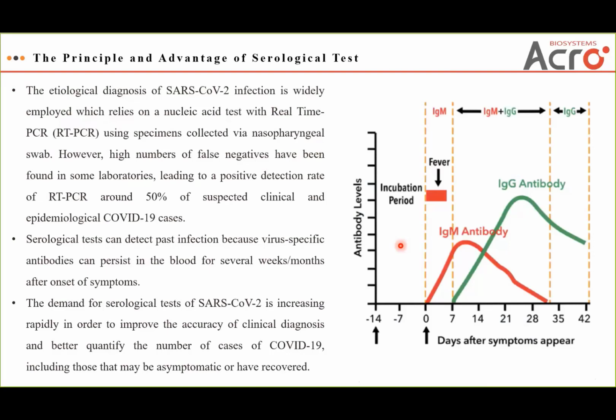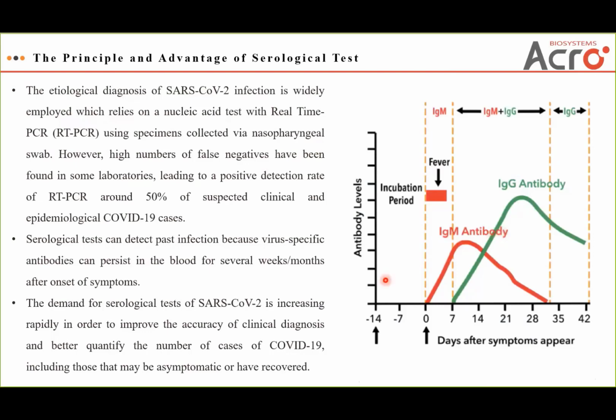Serological tests can be used to identify whether people have been exposed to a particular pathogen by looking for the presence of antibodies that are produced in response to infections. IgM is first elicited by the immune system in the early stage of infection, and then IgG is generated in large quantities after 7 days of symptom onset, which can persist in the blood for several weeks or months. Serological tests offer some advantages over real-time PCR.